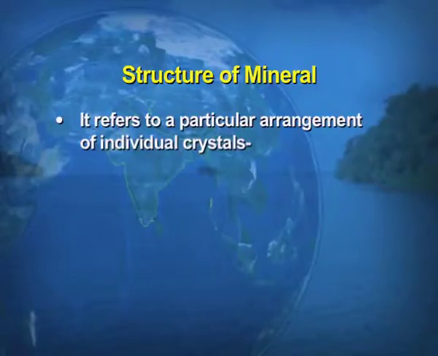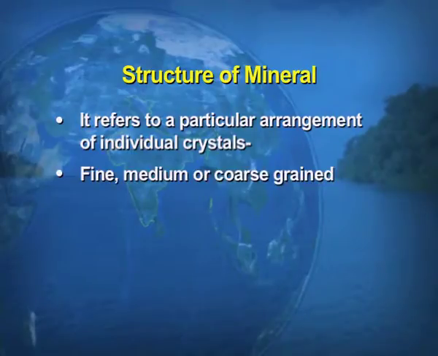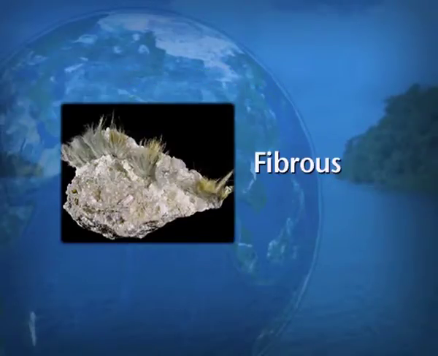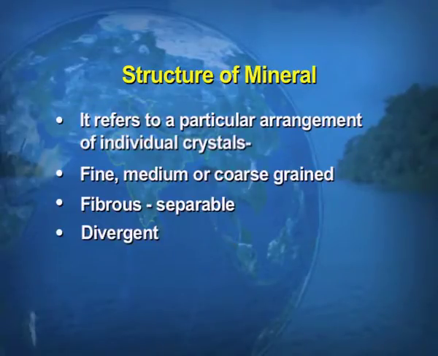Now, we take up the structure of the minerals. It refers to the particular arrangement of the individual crystals. There are normal terminologies which we use for the crystals, like sometimes the crystals are fine grained, sometimes they are coarse grained. We also talk about the fibrous structure of the mineral. I will just show you the picture of how the fibrous mineral looks. Then the divergent structure, and lastly the radiant structure of the mineral.